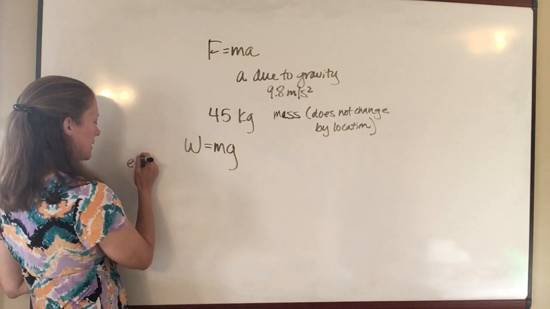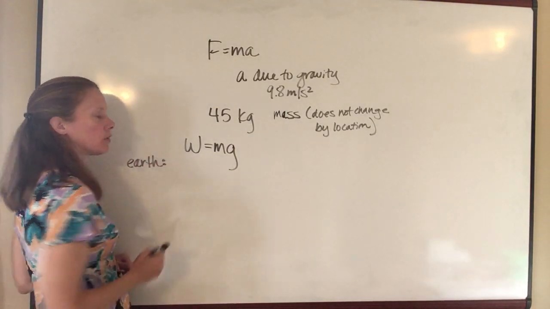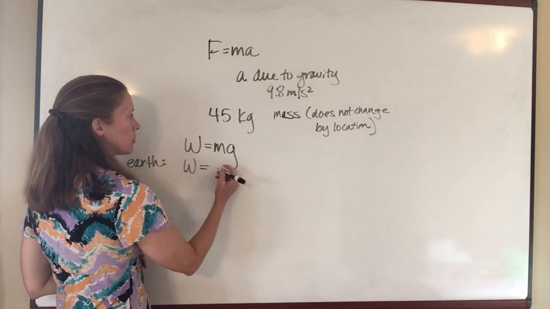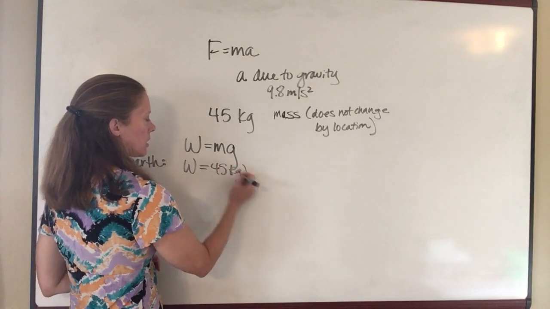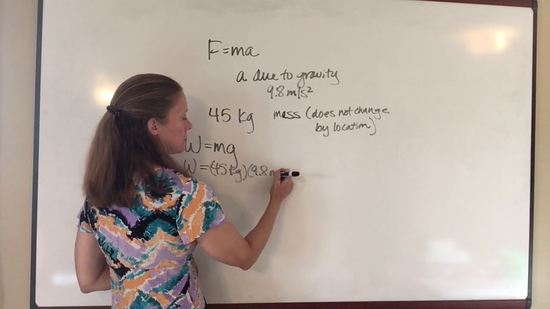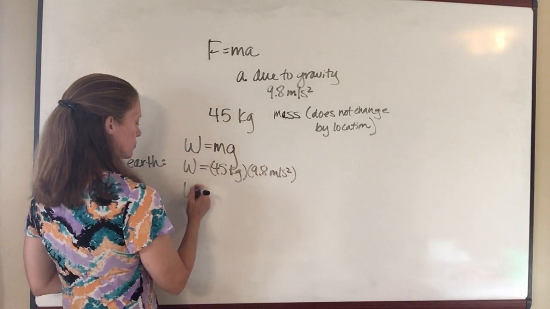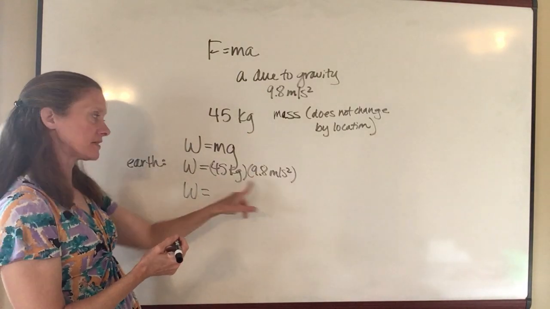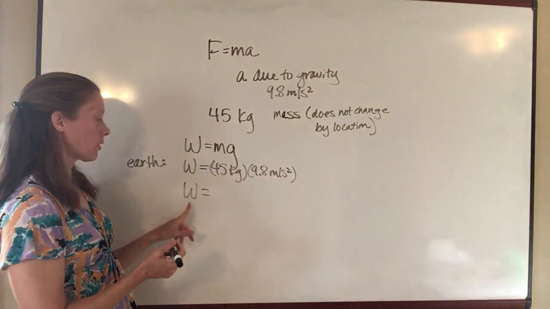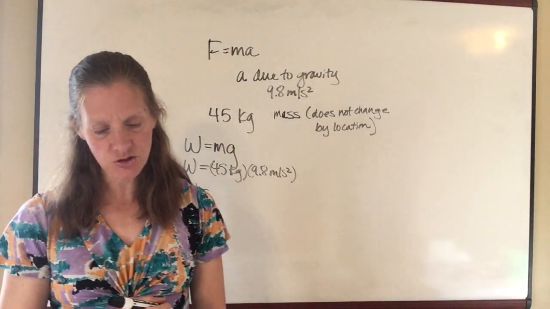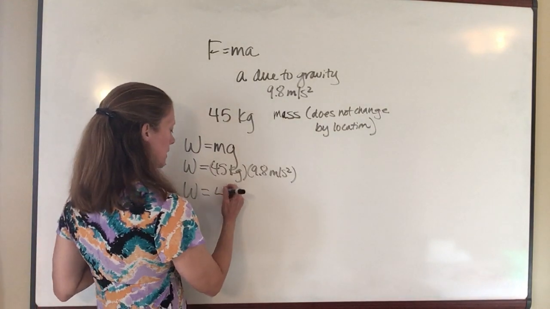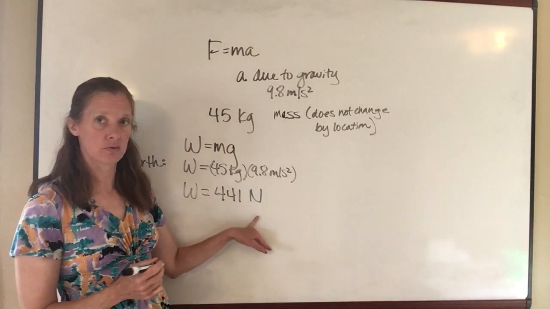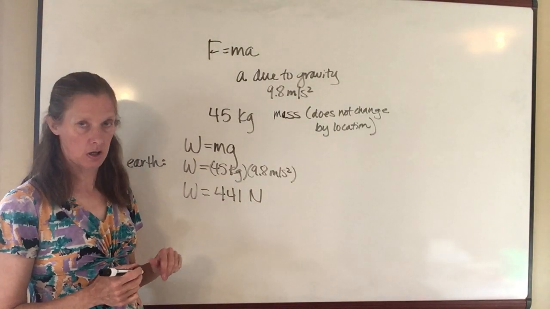So let's say that you are standing on the Earth. What's your weight on the Earth if your mass is 45 kilograms? Your weight would be 45 kilograms times 9.8 meters per second squared. This should just look like an F equals ma type of problem, because that's really all that it is. Mass times acceleration gives me a force, except we're calling your force the weight this time. If I multiply that out, I get a weight of 441 newtons. So your weight is expressed in newtons, your mass is expressed in kilograms.